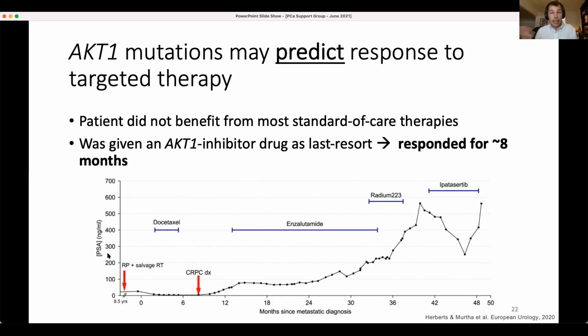So collectively, what this anecdote suggests is that men with prostate cancer who have this particular mutation might be really good candidates for this drug called ipatasertib. And indeed, our lab and others are now testing this in clinical trials to see if we can get this approved for men with late-stage prostate cancer.